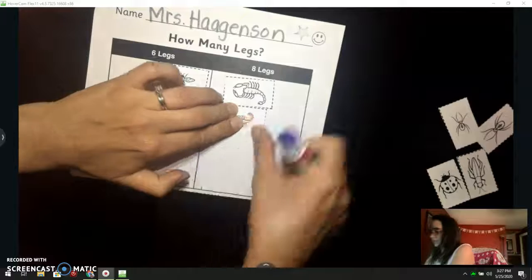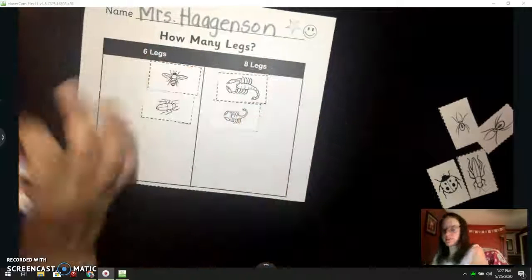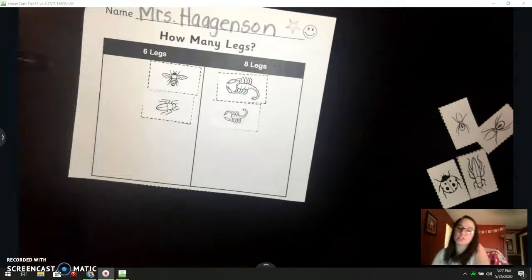There's some scorpions that live up in our area. Have you ever seen one? They could hurt you, so if you see one, you want to stay away from it. They're not for playing with.